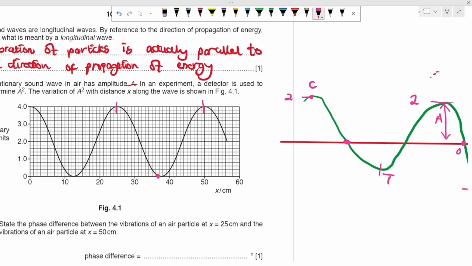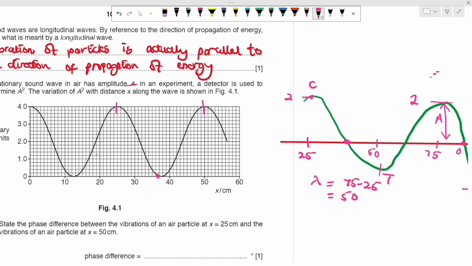Because if it's A squared, if you have negative 2, negative 2 squared is 4. If you have 2, 2 squared is 4. So it means that on this graph, that's going to be the situation that's going here. So your wavelength will essentially be, let's say here, at this 4, we have 25. At this here, we have 50. So the next one here will be 75. So lambda is going to be 75 minus 25, and your lambda is going to be 50.